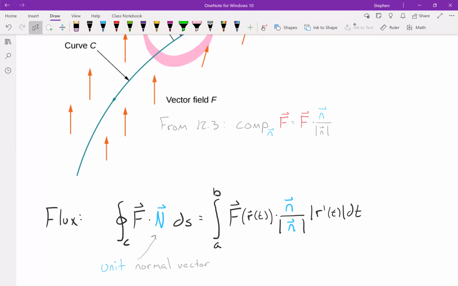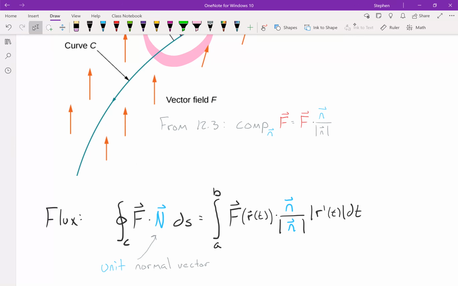So if I use capital N to be the unit normal vector, the thing that I want to integrate is F dot N, because that will give me the component of my field that flows in the direction of N. And then I want to integrate that along the entire curve. So I look at the flow that goes through every point along that curve. So then the flux is the line integral of F dot N times ds, which we're going to get to in just a moment.